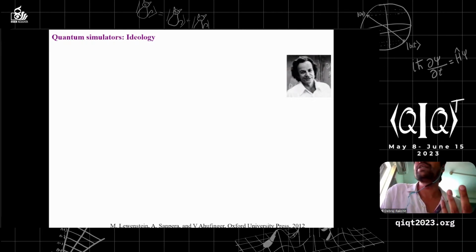And here comes the ideology of the quantum simulator. By the way, if you have any questions, you can stop and ask me. It's all right. And also I'll keep track of my time.